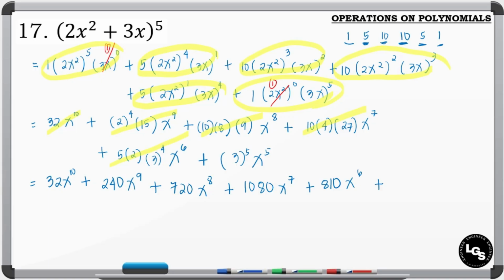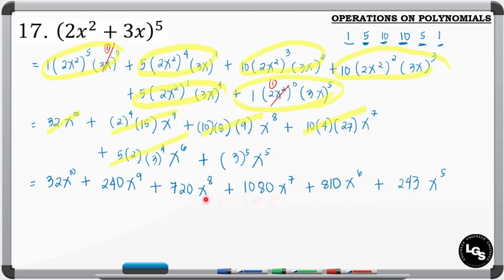Then we have the last term. So 3 raised to 5, that is 81 times 3. So that is 243 x raised to 5.